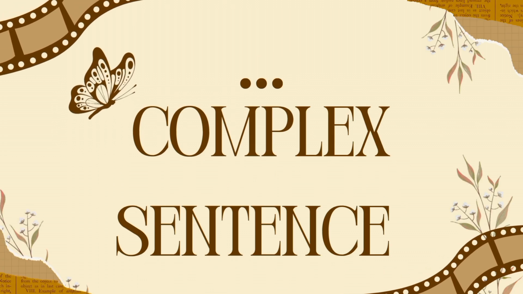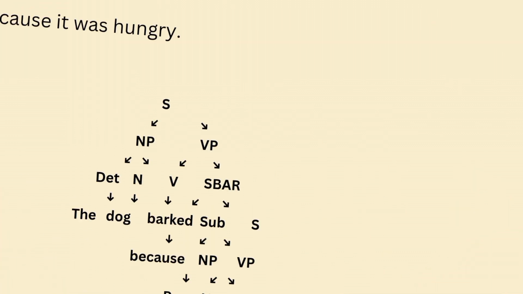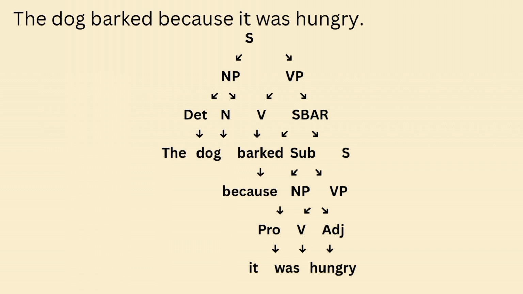And the last one is the complex sentence. The sentence example is "The dog barked because it was hungry." This is a complex sentence. A complex sentence has one independent clause and one dependent clause, or subordinate clause. The independent clause here is "the dog barked." It can stand alone as a complete sentence. The dependent clause is "because it was hungry." This clause cannot stand alone because the word "because" makes it incomplete. It needs the main clause to make sense.